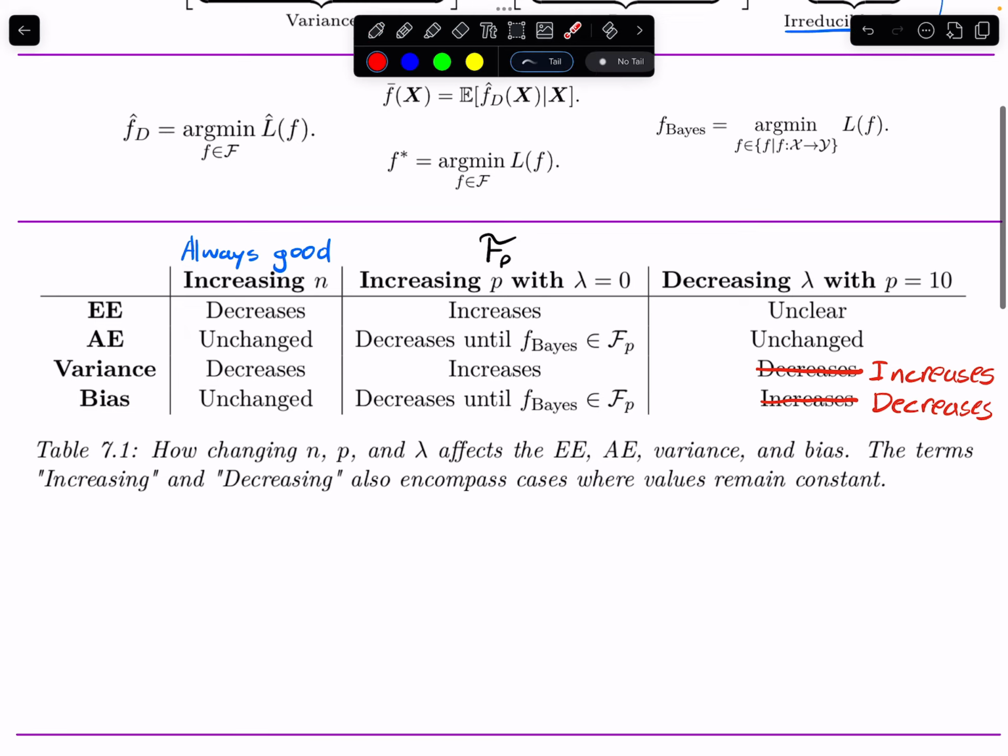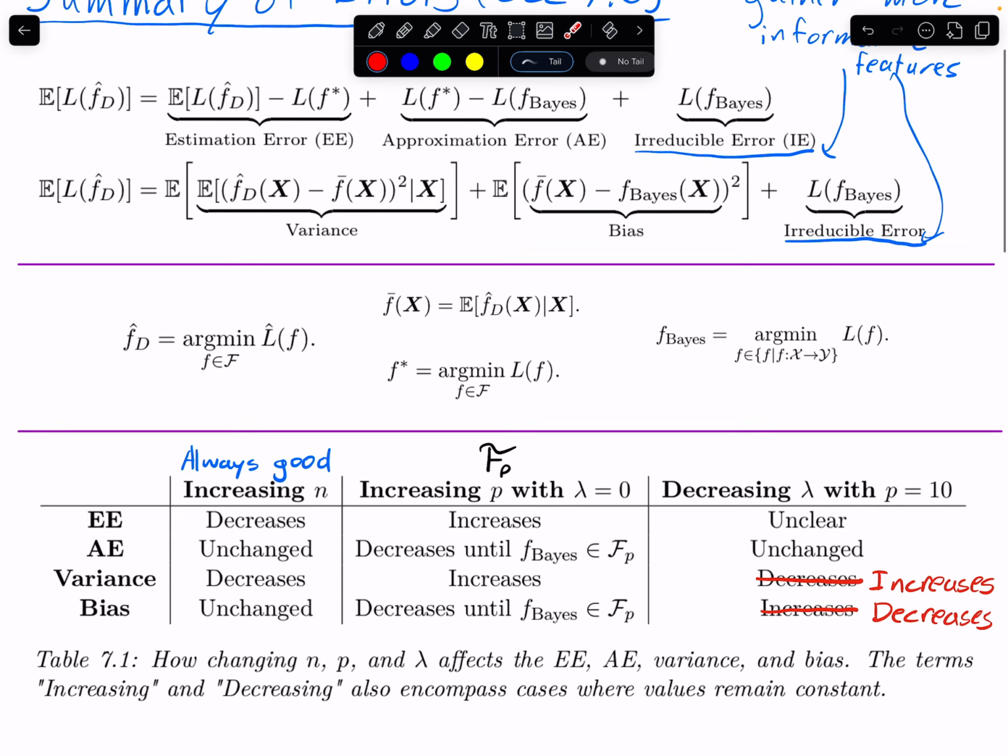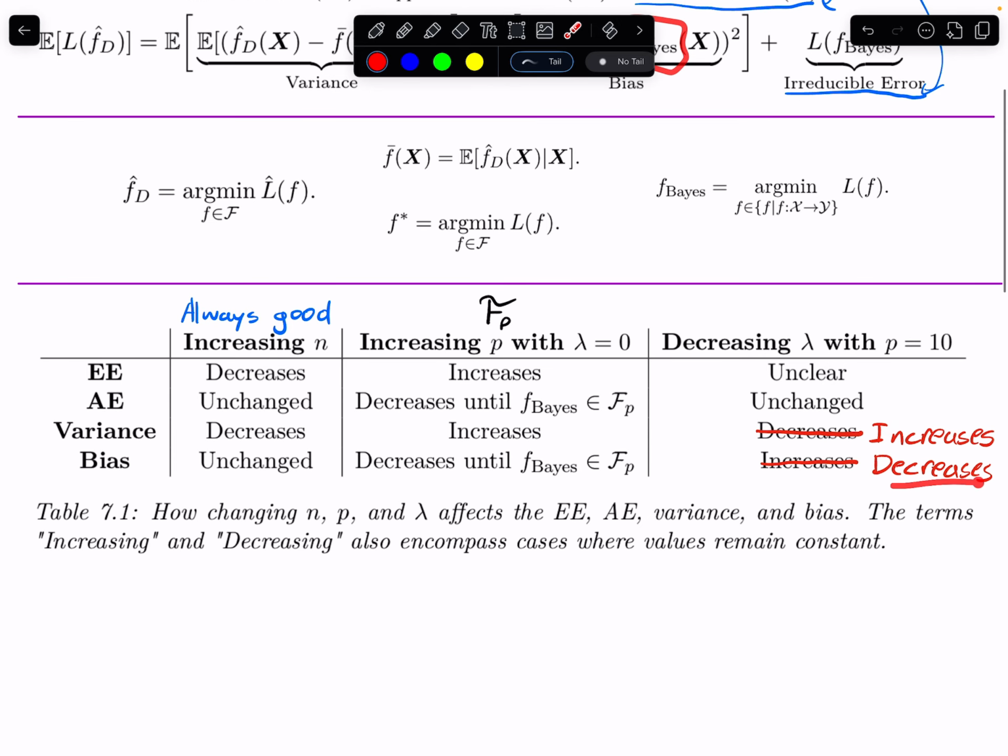Right, so variance is going to increase if we decrease lambda. We're outputting more complicated predictors. And the bias is going to decrease. Why? Well, the bias is measuring how far the expected predictor is from f base. If we can output more complicated predictors, then we can get something closer and closer to f base. Okay, so these two should make sense.